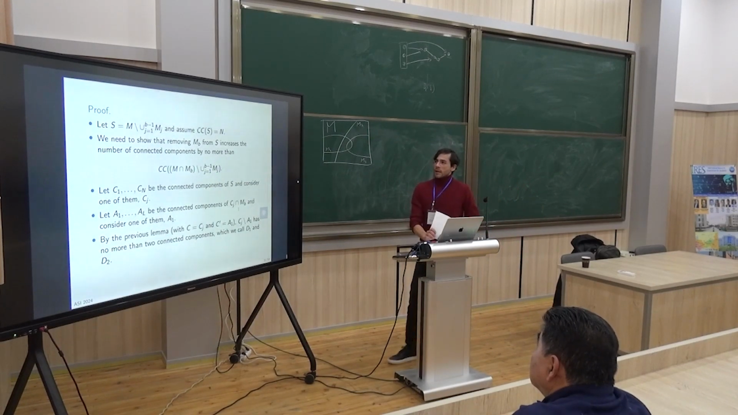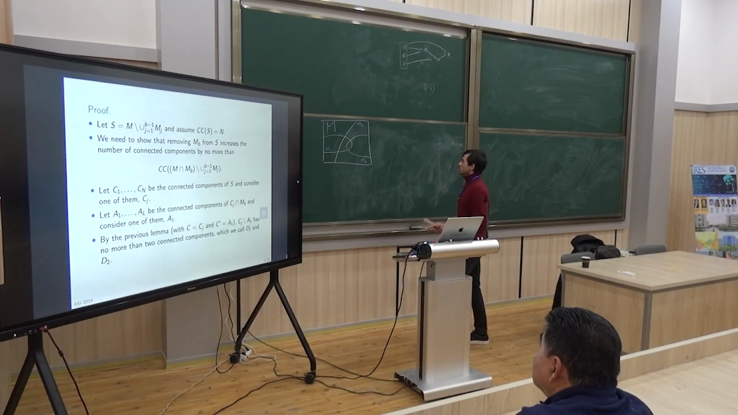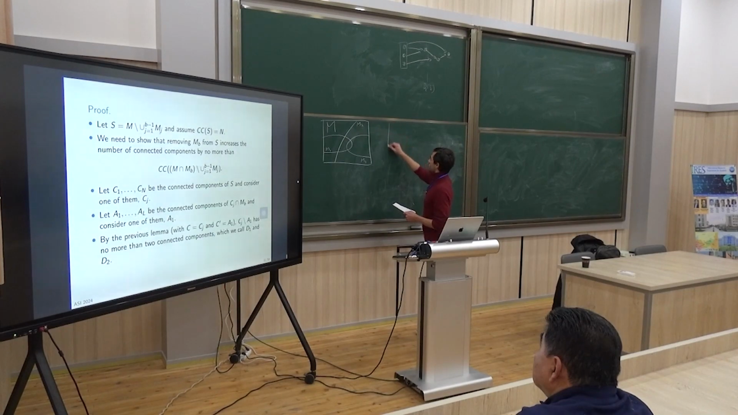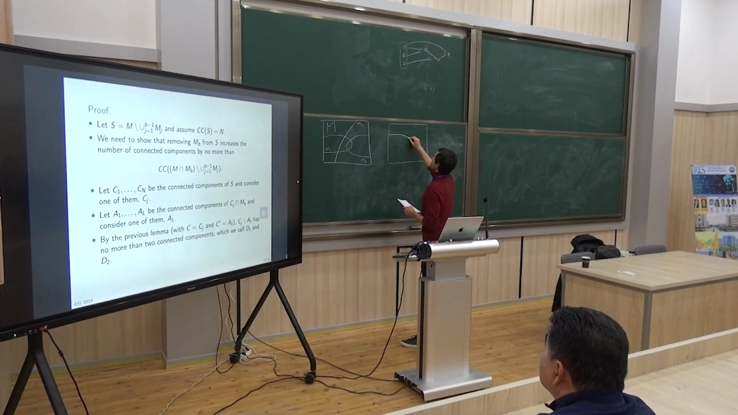So let's say that S is the set M minus the first P minus 1 MJs. So that's going to be, for this picture, I'm going to try to draw that. It's not going to be perfect, hopefully more or less good enough. So it's going to be something like this.